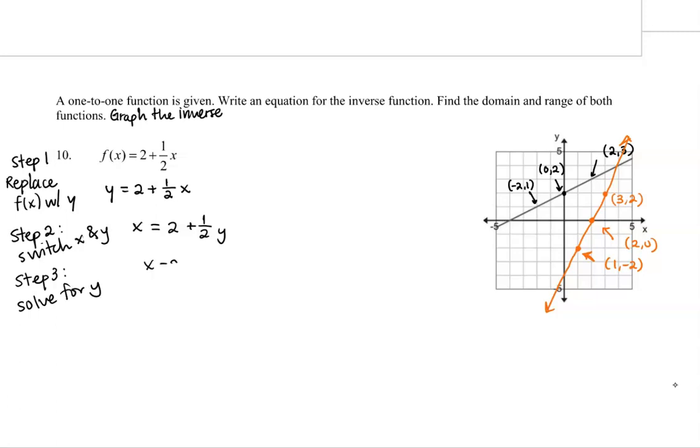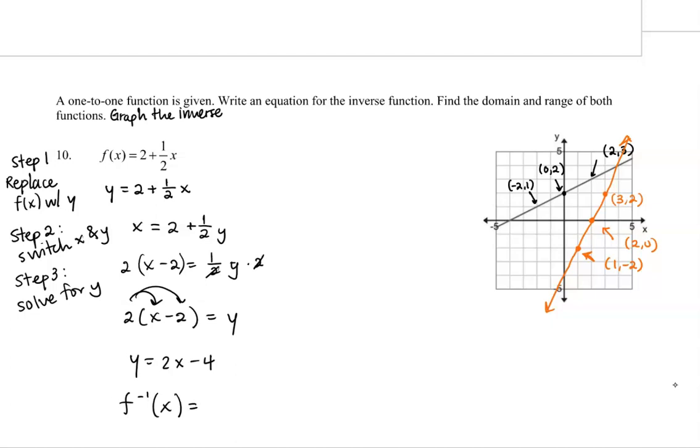So I'm going to subtract 2 from both sides of this equation, and then I'm going to multiply both sides of the equation by 2 so that the 1/2 y will cancel out. Do make sure to use parentheses when you multiply by 2 on the left side of the equation, because you will eventually have to go and distribute that 2 to get that y is equal to 2x minus 4. And that is our inverse function, the same equation of the line that is graphed in orange there.